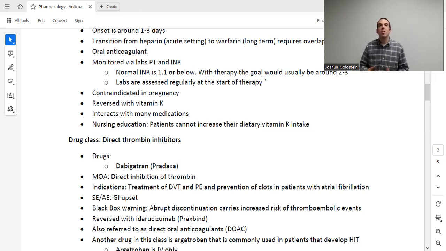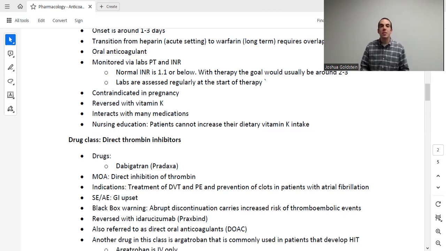The next drug class we have are DTIs, or direct thrombin inhibitors. The big drug in this class is dabigatran, or Pradaxa. The mechanism of action here is, again, exactly like the drug class sounds. It's a DTI. It directly inhibits thrombin. The indications for this, again, are the same as we talked about previously: a patient that's having a DVT or a PE, or a patient long-term for the prevention of AFib.